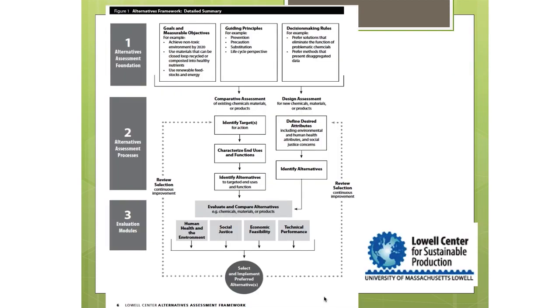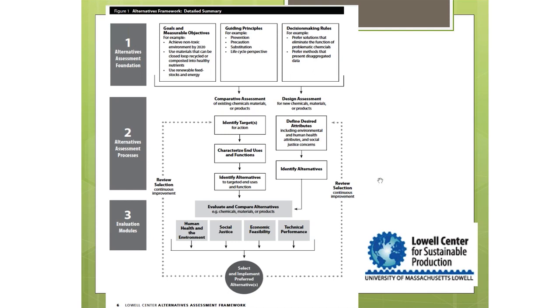So I'm hoping this is somewhat legible, but if you want to see this in more detail, there is a document available from the Lowell Center for Sustainable Production. This is the same document which defined alternatives assessment, the definition that I provided a couple of slides ago. So this really has created the structure for how alternatives assessment is done, and then the practice has developed from here, and tools have been created for each of these elements. So this first chunk at the top, the alternatives assessment foundation, defines your goals and your measurable objectives. What is it that you're trying to achieve? How are you going to make those decisions, and what kinds of guiding principles are going to guide those decisions?